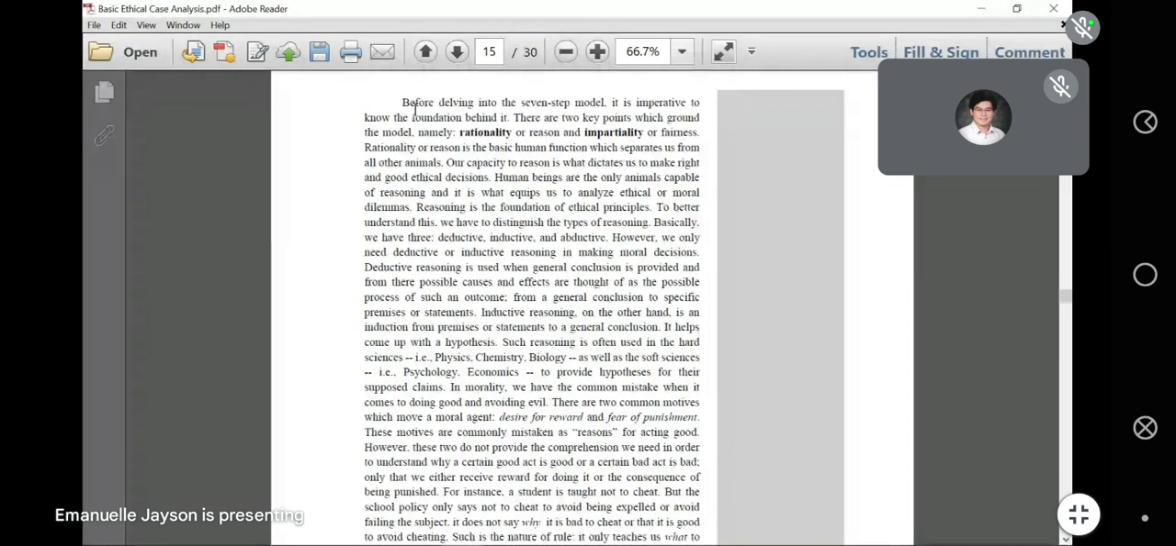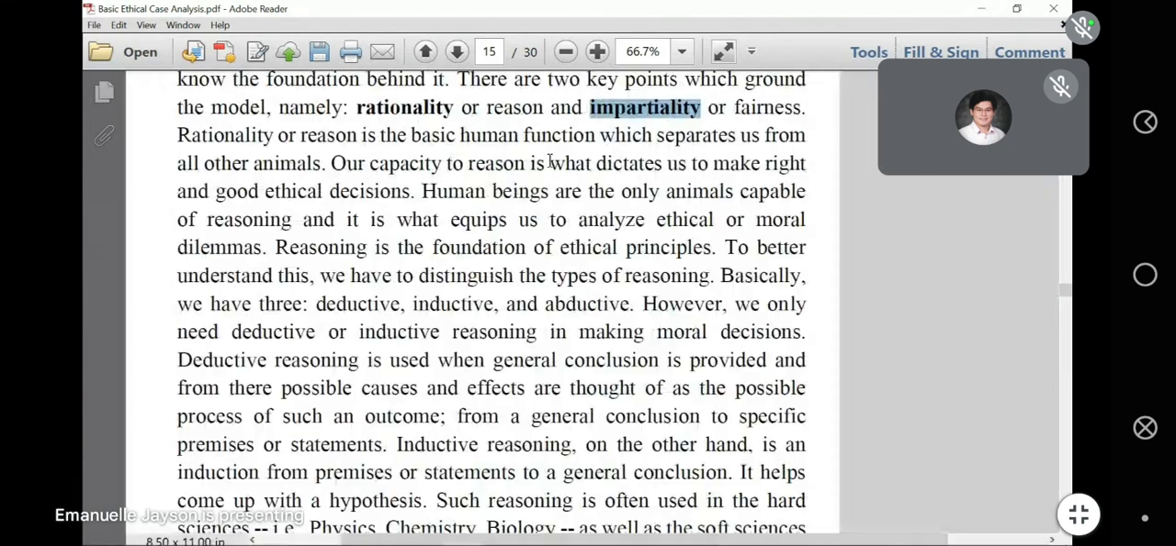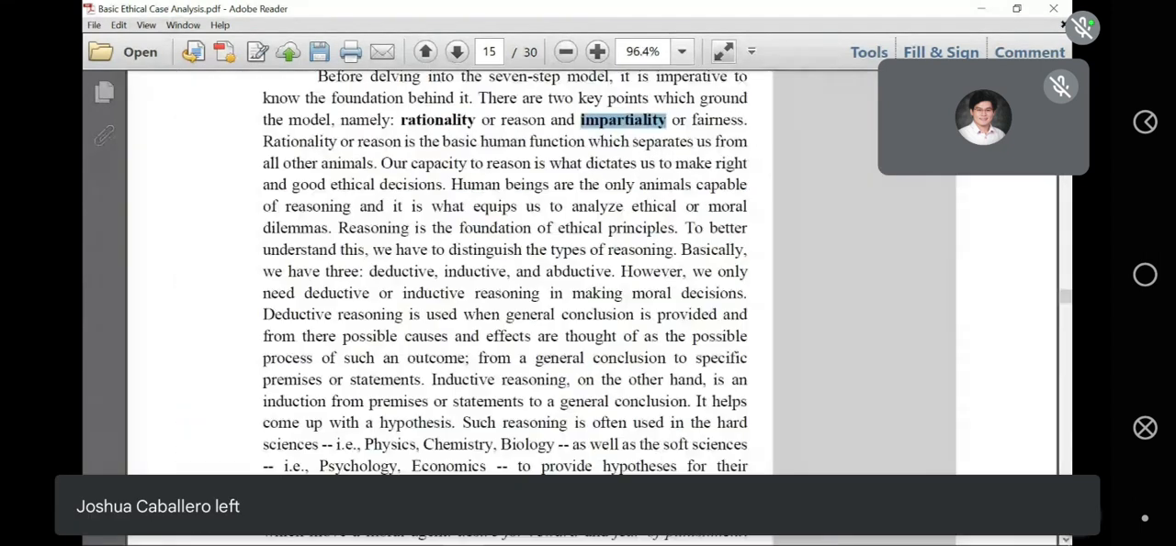Okay? So, before delving into the seven-step model, it is imperative to know the foundation behind it. There are two key points which ground the model name, namely rationality or reason and impartiality or fairness. Discuss lang natin itong dalawang to. So rationality or reason is the basic human function which separates us from all other animals. Our capacity to reason is what dictates us to make right and good ethical decisions.